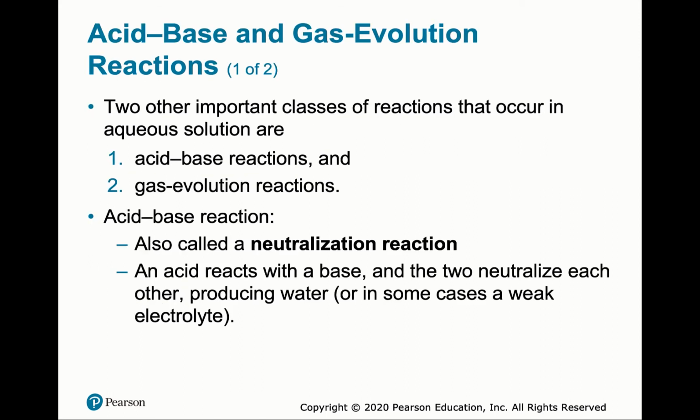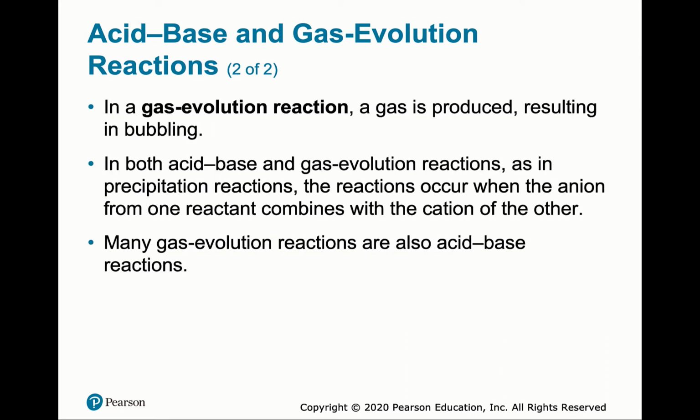So other types of reactions, acid-base reactions and gas evolution reactions. So acid-base, sometimes referred to as neutralization, sometimes called acid-base neutralization, and they neutralize and they produce water or sometimes a weak electrolyte, depending on what it is. So gas evolution, it's a gas is produced, oftentimes bubbling. In old school, precipitation reactions were shown with a down arrow, and a gas evolution reaction was shown with an up arrow. And oftentimes, acid-base reactions and gas evolution reactions are one and the same. So you can have more than one type.